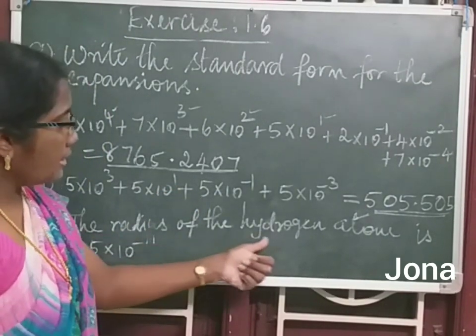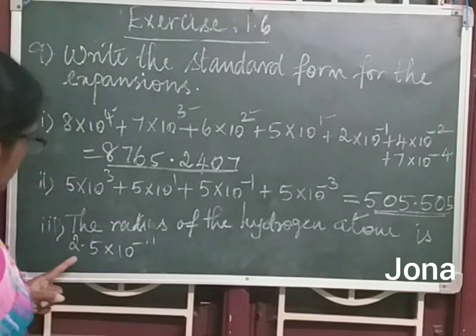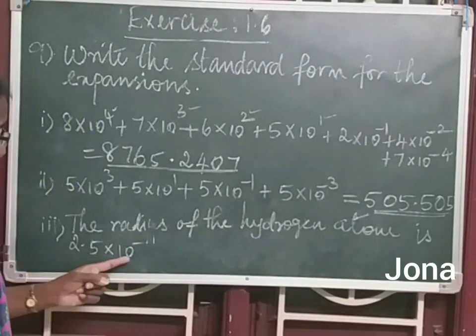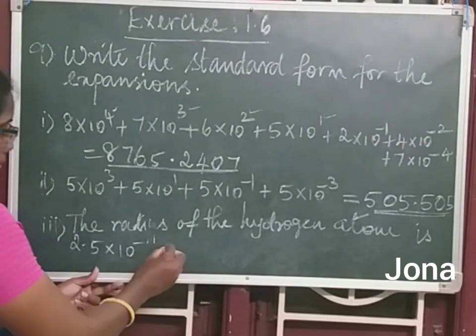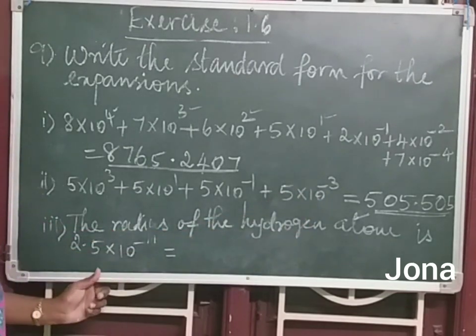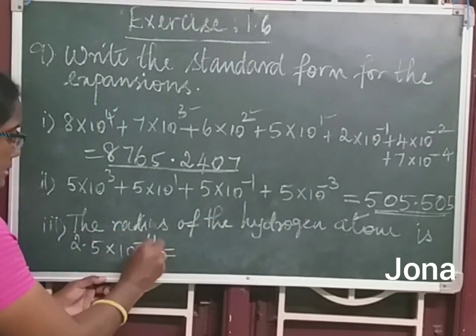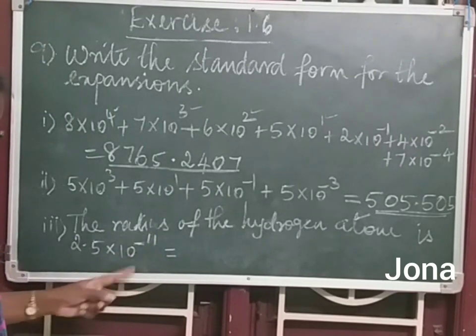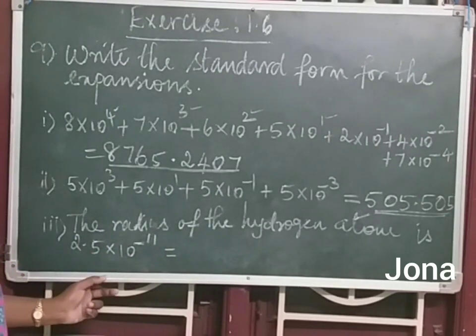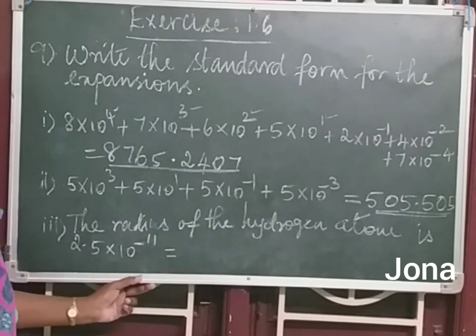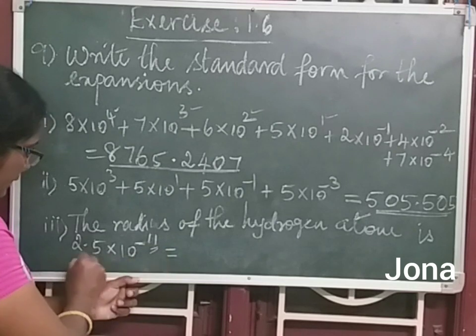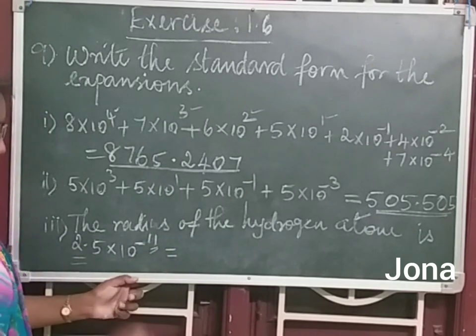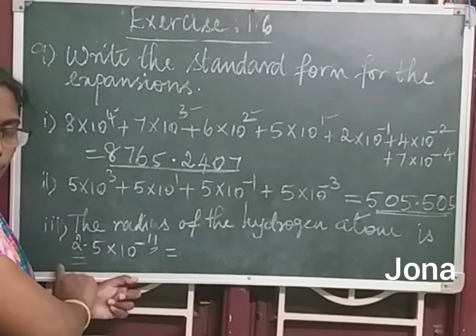The radius of the hydrogen atom is 2.5 into 10 power minus 11. Okay, 2.5 into 10 power minus 11. We want to write it as a plain number. Here the minus symbol is there. If it is minus, this number 2.5 must be after the decimal point. Okay. See how to write this. In the 11th digit only this number 2 will start. The 11th digit only the number 2 will start.